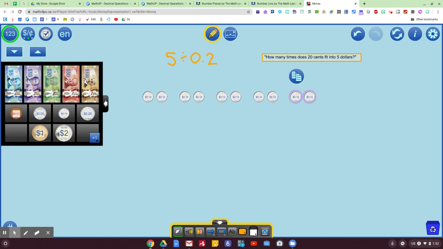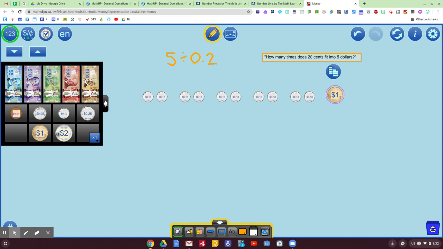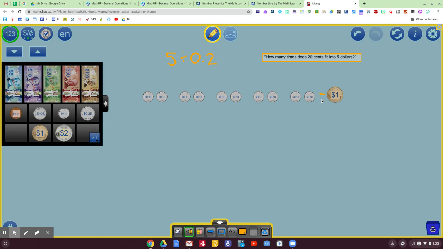And I know that each of those is equivalent to $1. So I could just expand this idea with these groups. So it was 1 group, 2 groups, 3 groups, 4 groups, 5 groups to make $1. So if I needed to make $5, I would need 5 times 5 of these groups, or 25.